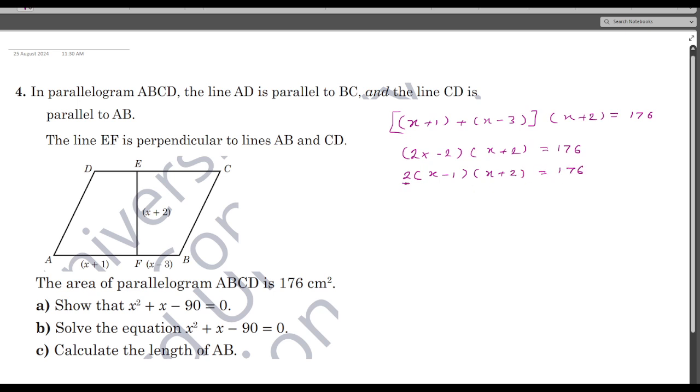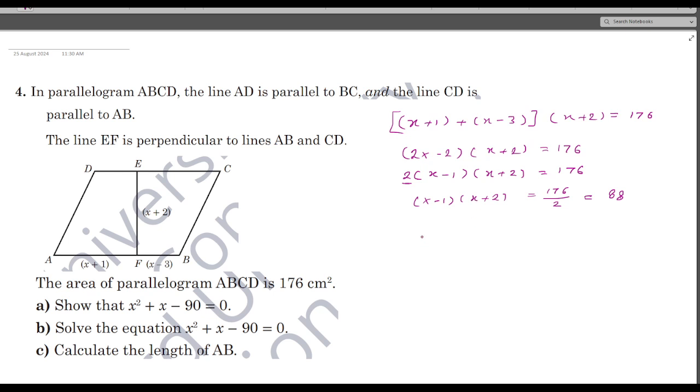Then I move this 2 from left to right. So I will get x minus 1 times x plus 2 is equal to 176 divided by 2, which is 88. 8 twos are 16, 1 two is 2. Now it's your choice. Instead of taking 2 common, you could have multiplied this 2x minus 2 with x plus 2. But I prefer to simplify and then do the product.